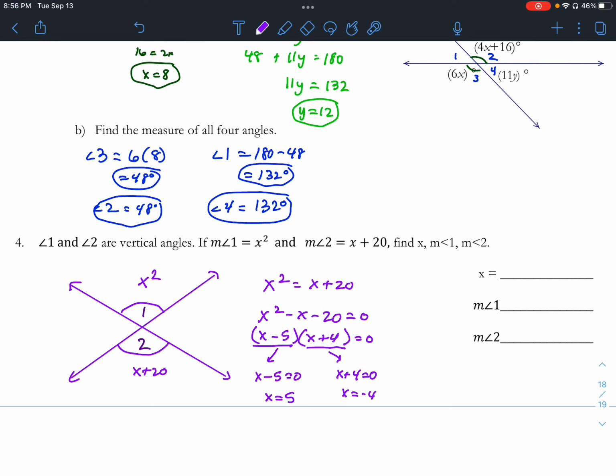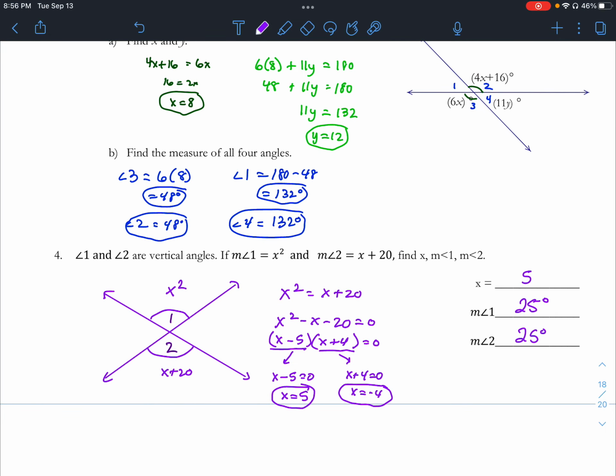Both of these are possibilities. Ooh, this is a good one to talk about. So I would actually take either of these answers as x's. I think most people would probably look at this and say, I can't have a negative x value. But if you take negative 4 times negative 4, you do get a positive 16. And then negative 4 plus 20, you also get a positive 16. So technically, I think either of these would realistically work for us. But let's just roll with the positive one anyways. X equals 5. If that's the case, measure of angle 1 is going to be 5 squared, which is 25 degrees. Measure of angle 2 should be exactly the same, which is also going to be 25 degrees for you guys.